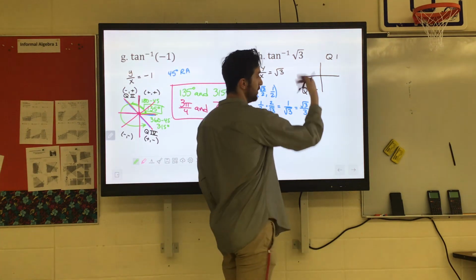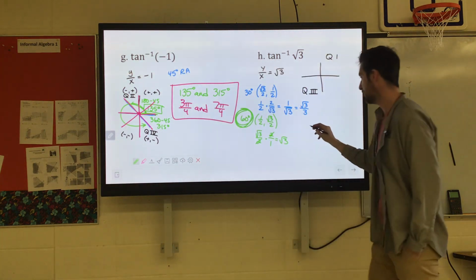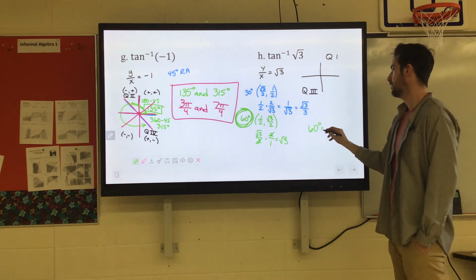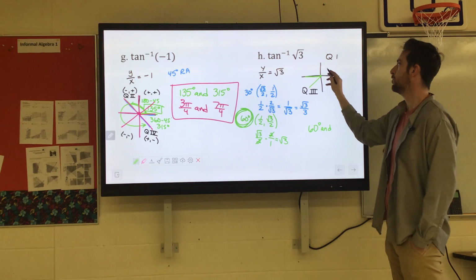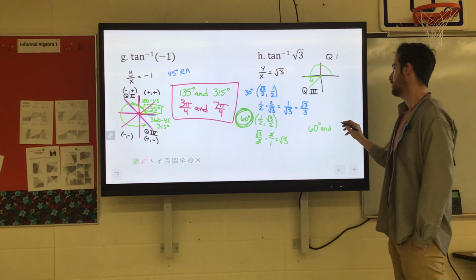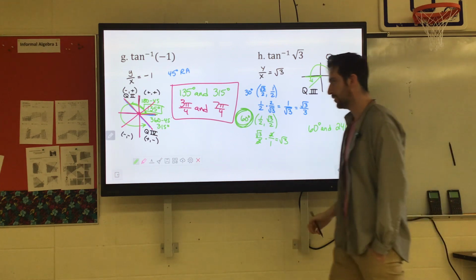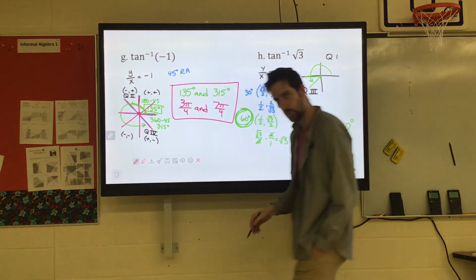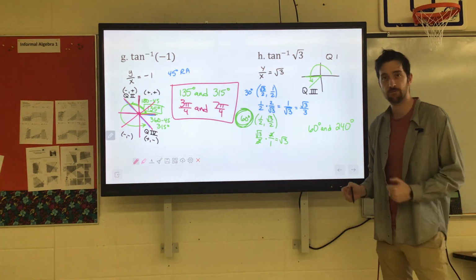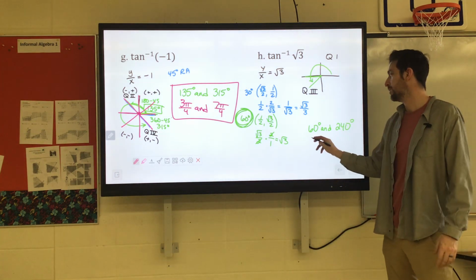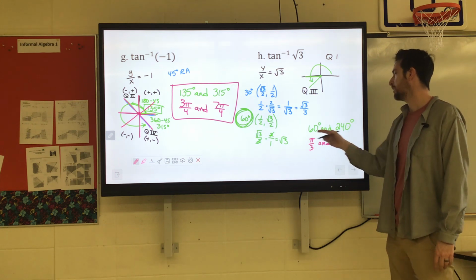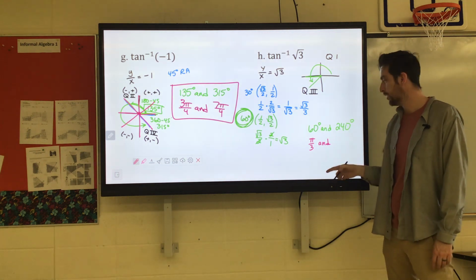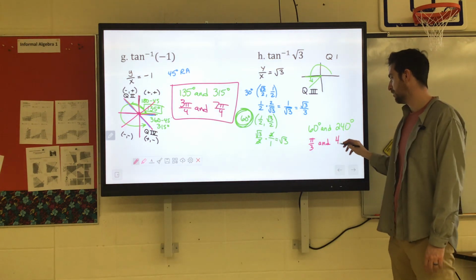In quadrant 1, that's our degree, 60 degrees. In quadrant 3, that would just be 180 plus the 60. 180 plus 60 is 240. We're going to convert these into radians because it's what we do. 60 is what fraction of 180? It's 1/3. So 60 degrees is 1 pi over 3. I know 60 times 4 is 240. Pi over 3 times 4 is 4 pi over 3.